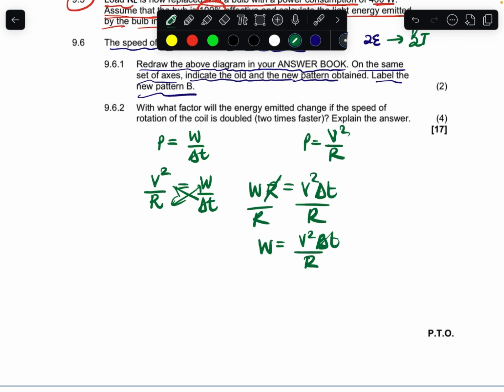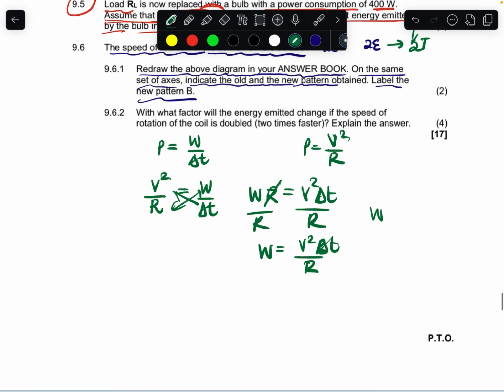So now, guys, if you look at the W and the R from this formula, and the V squared, if the V squared is doubled, it's going to be double V, squared, right? It's going to be 4V squared, so it's 4 times. Do you see? So that means this one is going to be 4 times as well. So that's why the factor here is 4 times the energy.